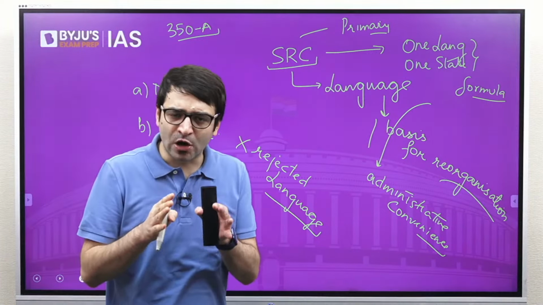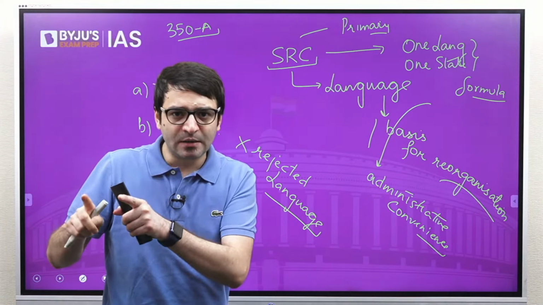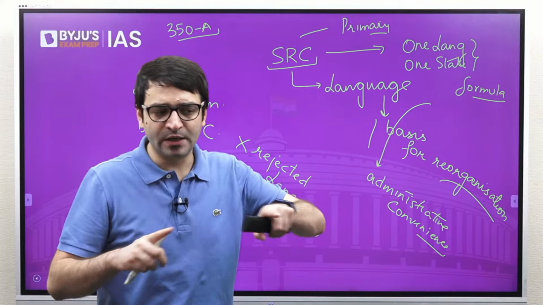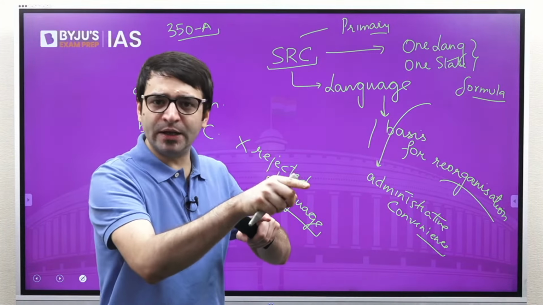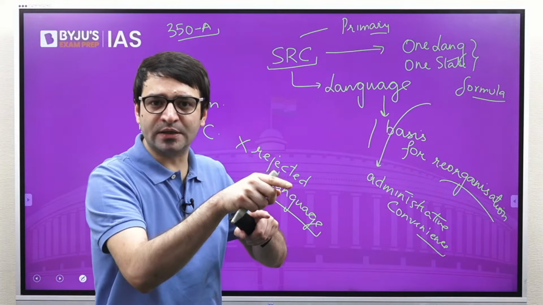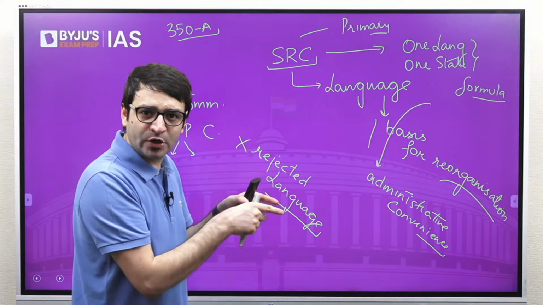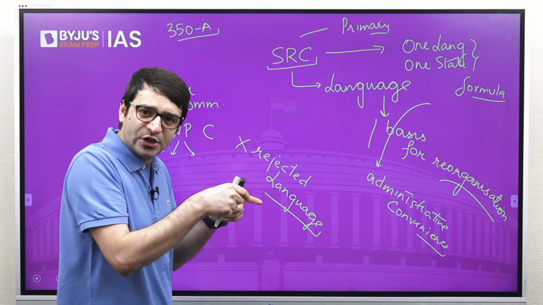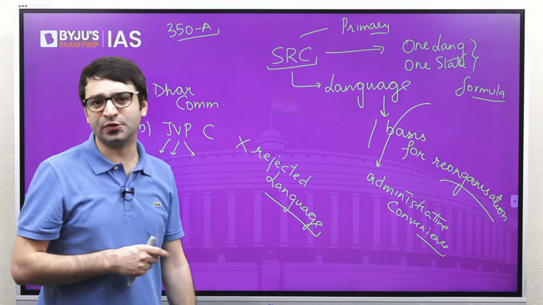So long story short, 350A tells us that if you are a child belonging to a linguistic minority, but you're residing somewhere else, in that state, every local authority, every state authority has an obligation that you have to provide these children of linguistic minorities education, instruction in their own mother tongue, at least till the primary stage.